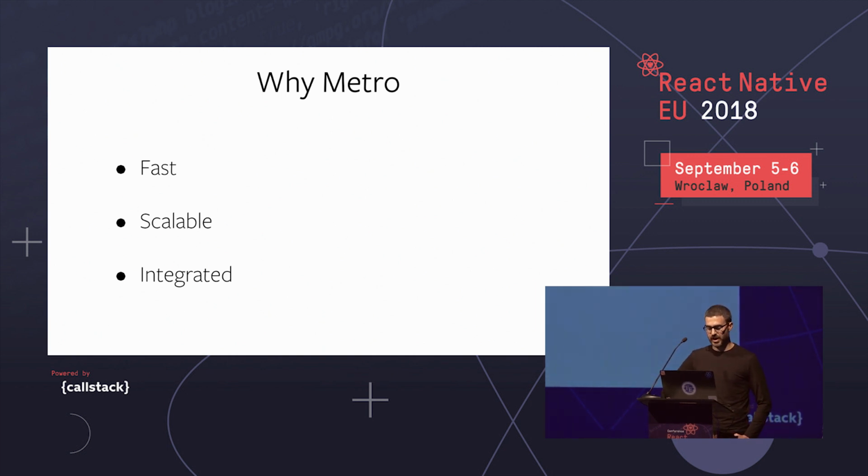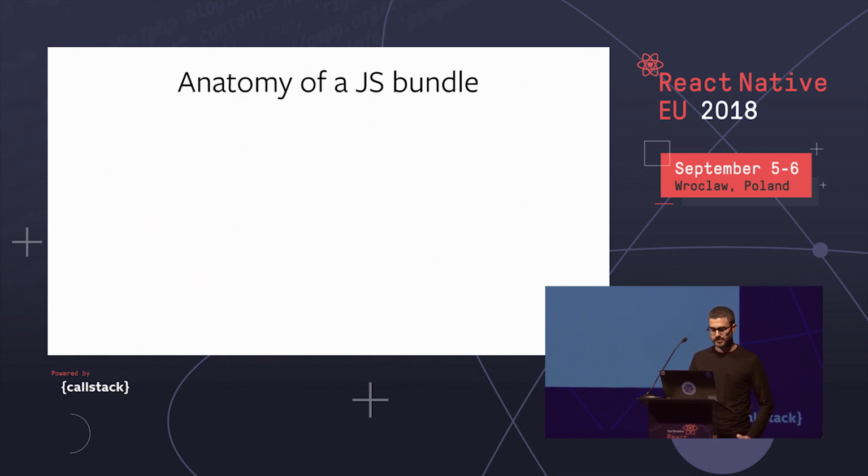The last reason is to have a build system that is deeply integrated with React Native. In that sense, Metro provides some features that are crucial for React Native development. For example, the remote debugger, hot module reloading, or the generation of assets. After this quick intro about Metro, let's see how a JavaScript bundle works. This will later help us understand how Metro works.